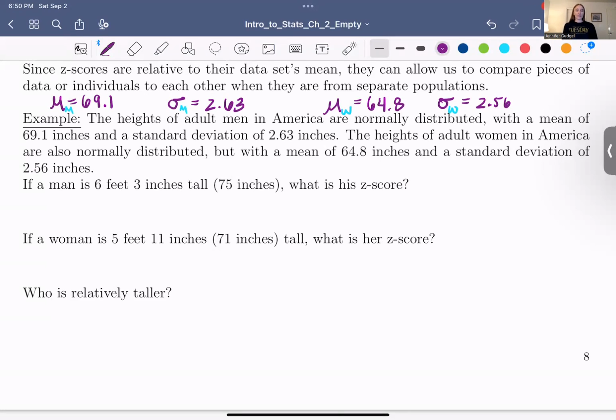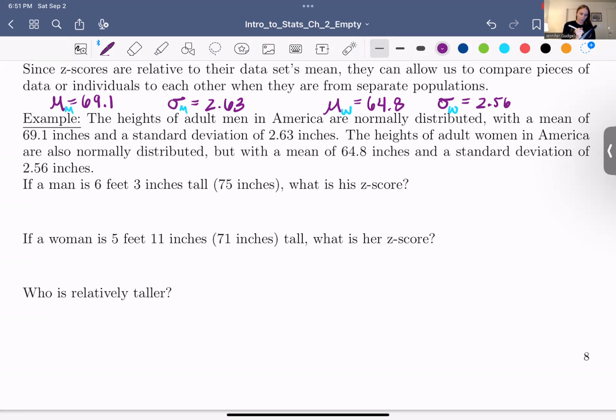So if a man is 6 feet 3 inches, which is the same as 75 inches, for those of you who are struggling a little with that, remember that there are 12 inches in a foot. So when they say 6 feet, you take 6 and multiply it by 12. That's going to get you 72 inches, and then you add the extra 3 inches. So that's where 75 inches came from.